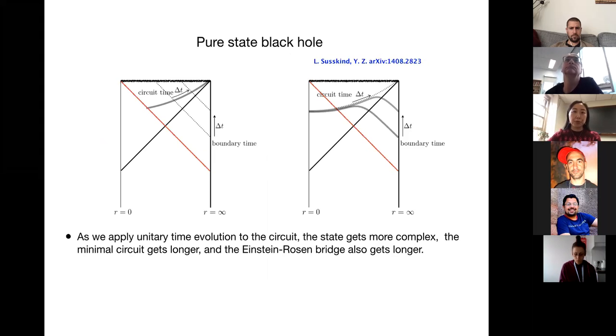A similar story works for pure state black holes. As we apply unitary time evolution to the quantum circuit, the state gets more complex, and the minimal circuit preparing the state gets longer. So the Einstein-Rosen bridge, let's say time increases here, also gets longer. Also, the circuit time is dimensionless, and we need some natural dimensionless time where we identify circuit time with boundary time. That's d tau equals 2 pi over beta dt, where dt is a short boundary time.